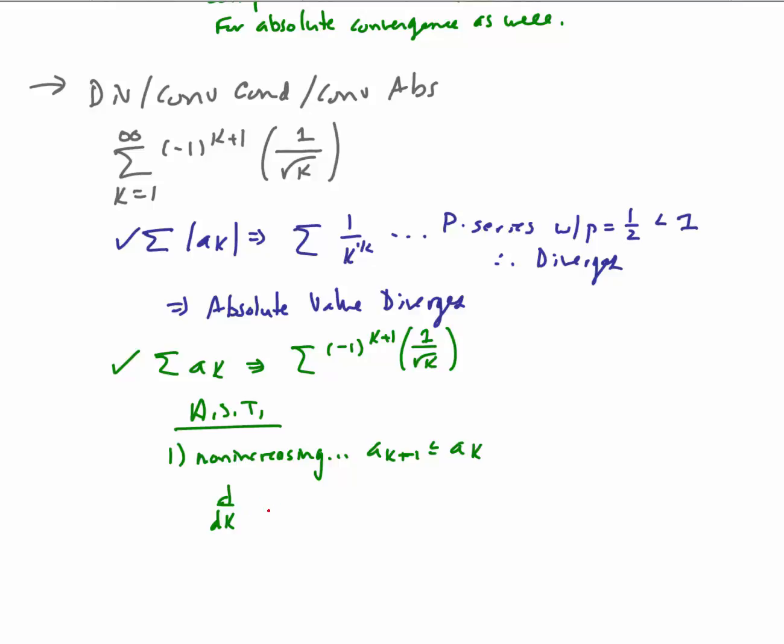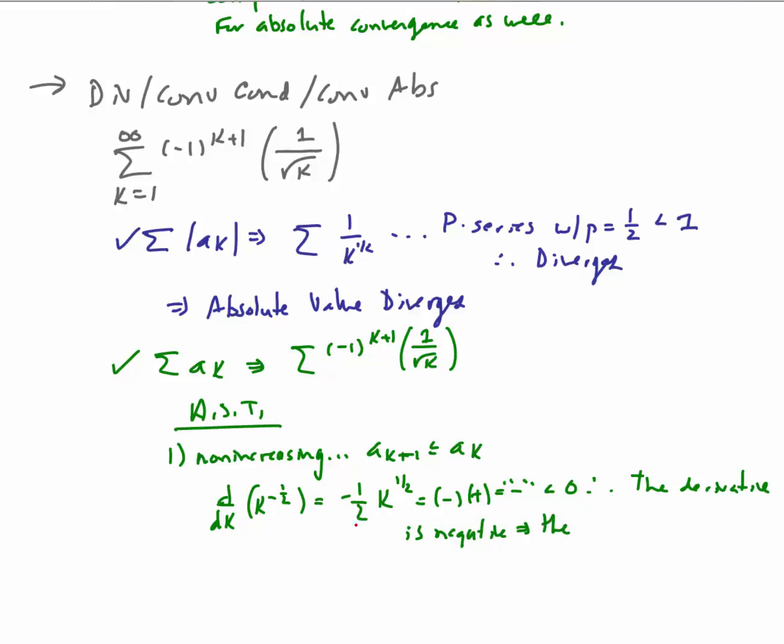So if I do this with a derivative, this would be k to the negative 1/2 when I flip it up top. So I'd bring the negative 1/2 out front, decrease the exponent by 1. And this k, I'm always plugging in positive values here. So I basically have a negative 1/2 times a positive. This is definitely negative, which is less than 0. Therefore the derivative is negative, which implies the terms are decreasing or non-increasing. They're never equal in this particular case. So that criteria has been met.